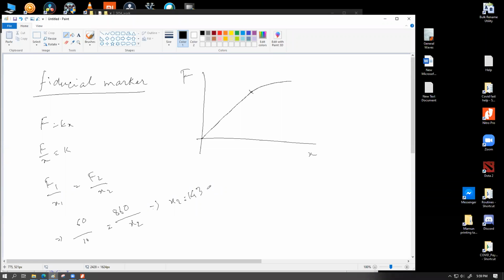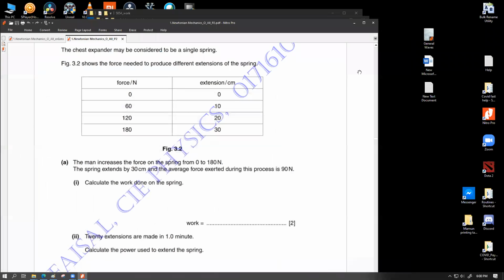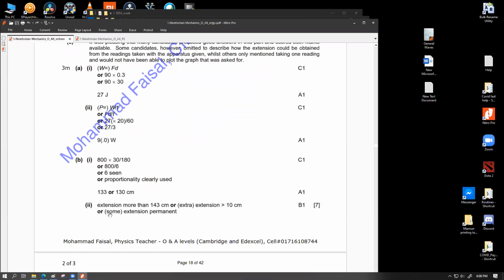So that means if it were elastic behavior, our exact total extension would be 143 centimeter, but because this amount of force was within the plastic region, it should be more than that. Total extension should be more than 143. That's the first point they mentioned: extension more than 143, or extra extension more than 10 centimeter.